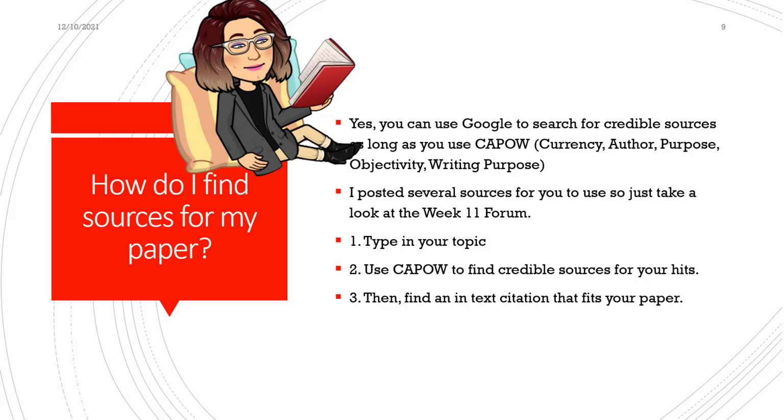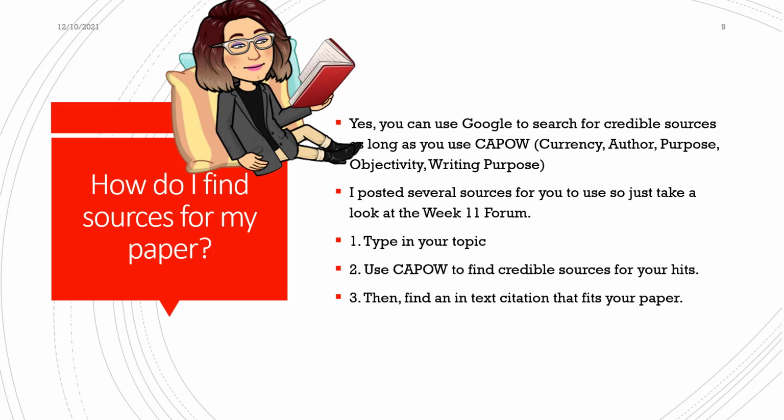Currency means how current is the article. If the article is older than 10 years, then it's no longer credible. Author. Is the article written by an expert? Purpose. Is the article an ad? Is it to get you to buy a product? If so, then it is not a credible source.